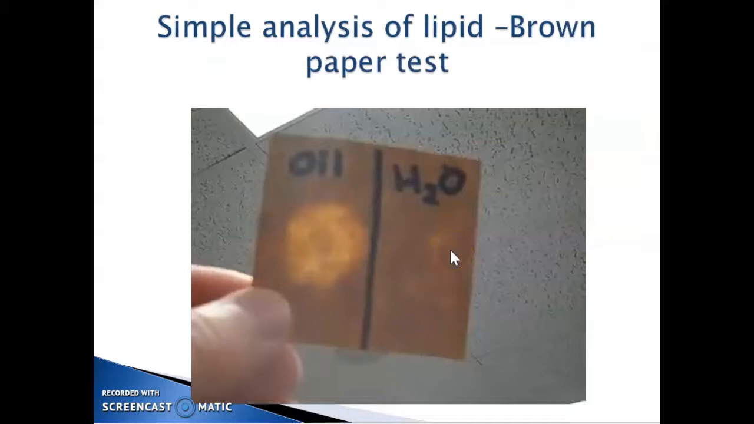An example of a qualitative test to test the presence of lipid in any samples could be conducted using the brown paper test. As you can see from the picture, if oil is present, it is indicated by a spot which is translucent. This is a very simple test that you can perform in the comfort of your own house.